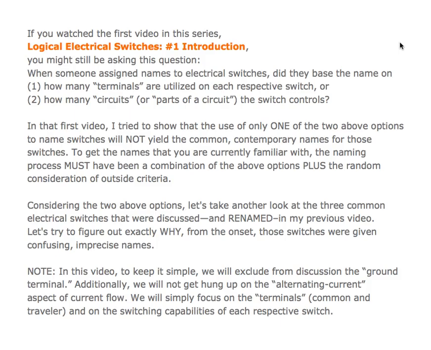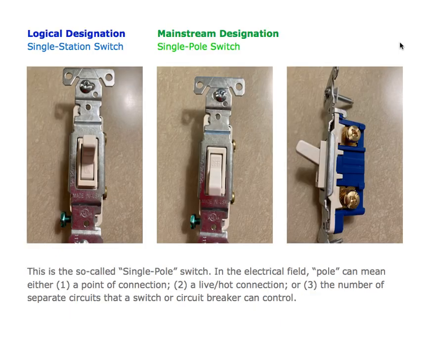Considering the two above options, let's take another look at the 3 common electrical switches that were discussed and renamed in my previous video. Let's try to figure out exactly why, from the onset, those switches were given confusing, imprecise names. Note, in this video, to keep it simple, we will exclude from discussion the ground terminal. Additionally, we will not get hung up on the alternating current aspect of current flow. We will simply focus on the terminals, common and traveler, and on the switching capabilities of each respective switch.